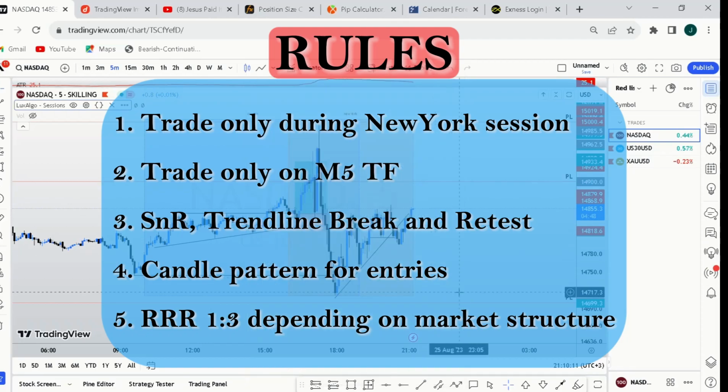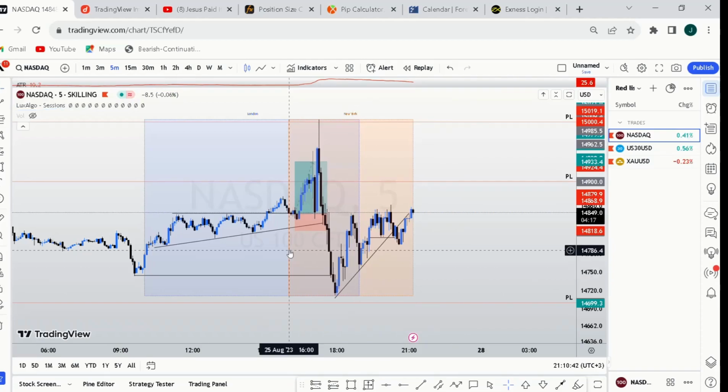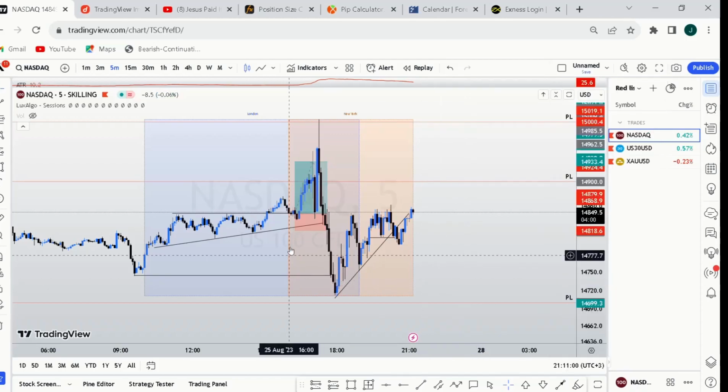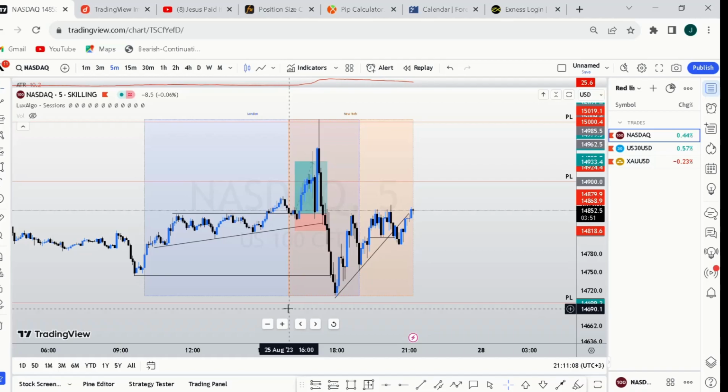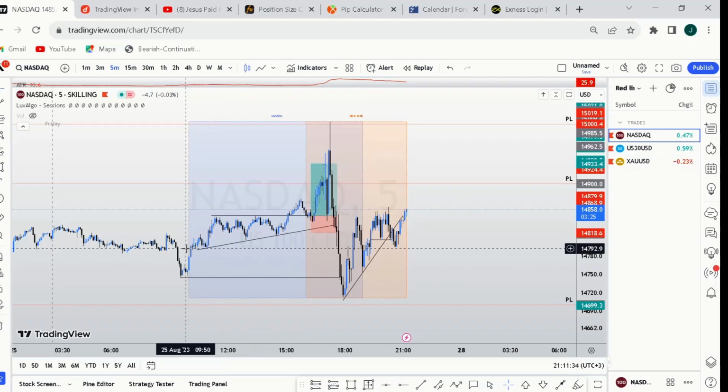So that is rule number 1. We don't take any trade unless the New York session is open. And then my time zone, guys, New York session opens at 4 p.m. As you can see, this is UTC plus 3, and this is my time zone currently. So with this strategy, guys, you can see that the New York session opens at exactly 16, or exactly 4 p.m. Well, you need to know at what time your New York session is opening, at what time your London session is opening. Depending on your time zone, that's how it goes.